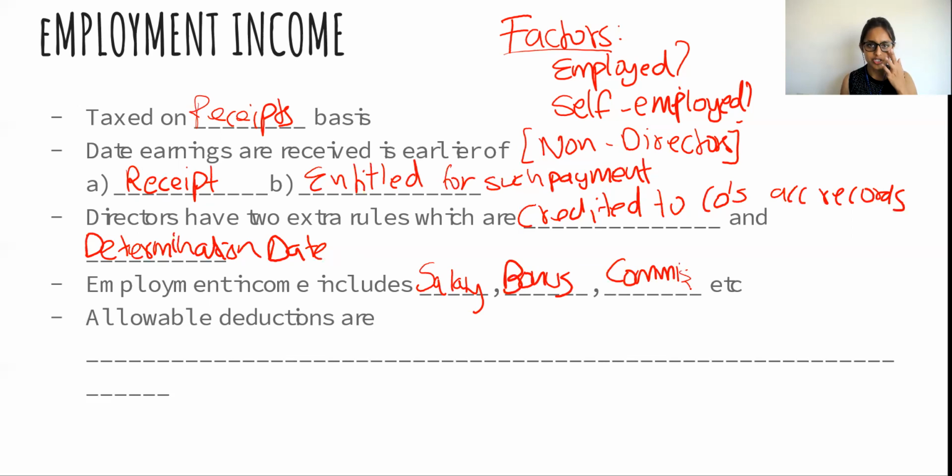And what are the allowable deductions? Some allowable deductions that you can think of is contribution to occupational pension scheme. Now, the general rule is like this. Okay, what is the general rule? Let's take a look at what the general rule is.